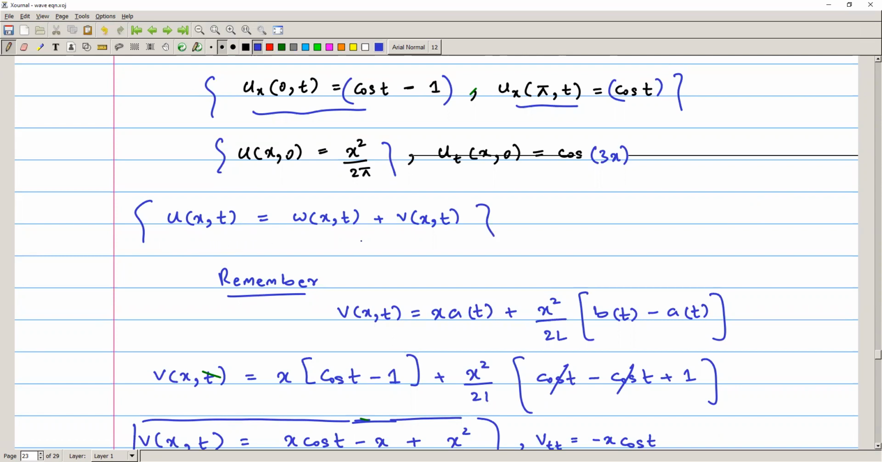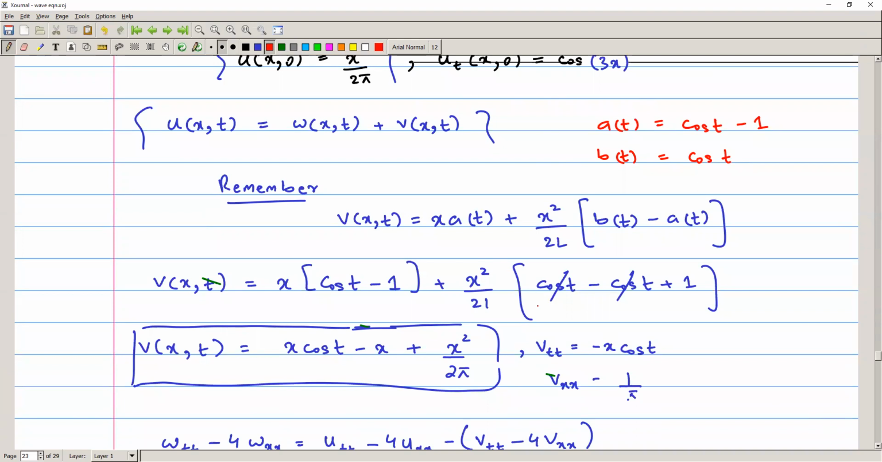So u(x,t) equals w(x,t) plus v(x,t), where v(x,t) is given by x times a(t) plus x squared over 2L times (b(t) minus a(t)). Here b(t) and a(t) are the boundary conditions. So a(t) is given as cosine t minus 1 and b(t) is given as cosine t. So these are the boundary conditions. Therefore, we are going to apply the boundary conditions to this equation. So now v(x,t) equals x times (cosine t minus 1) plus x squared over 2L.